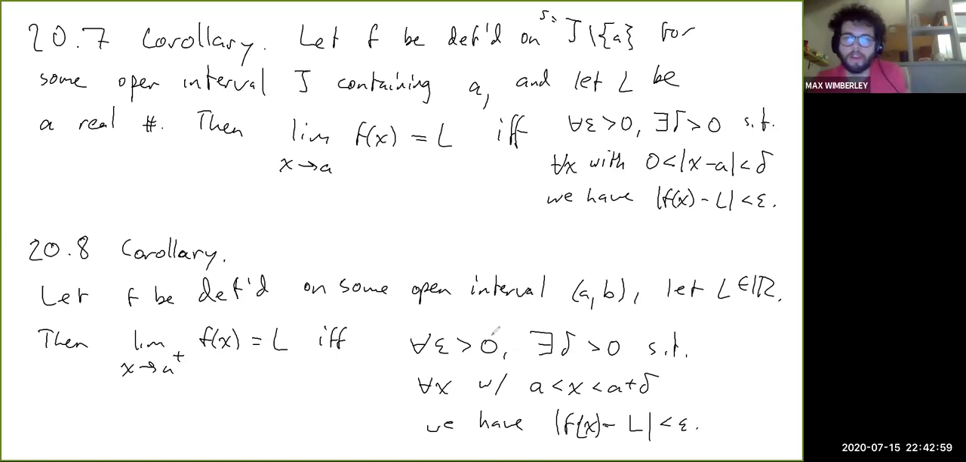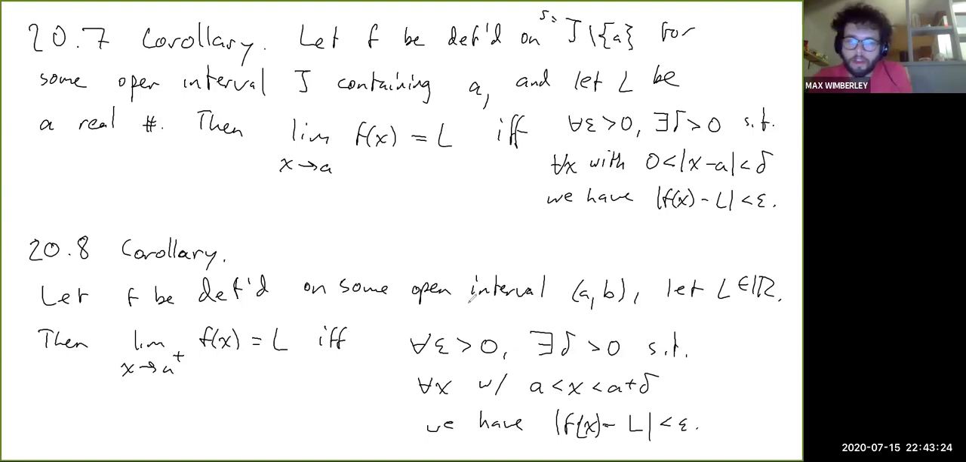So here the only difference is now we have A less than X less than A plus delta, and that's clearly because we only care about values of X to the right of A. And again, if you choose delta small enough, all the X that satisfy this will automatically be in this set. So you don't have to put X in AB here. You can just say for all X values that satisfy this.